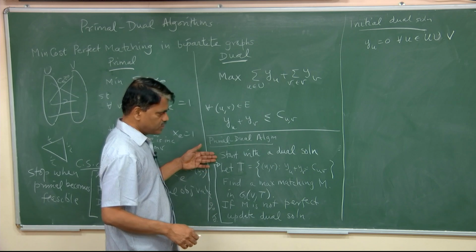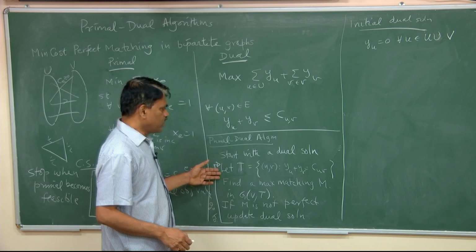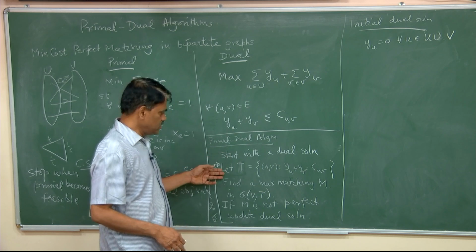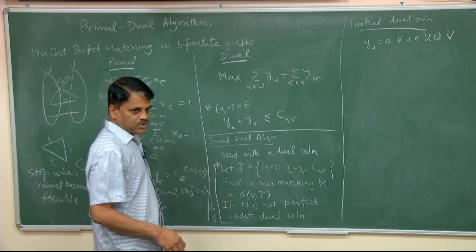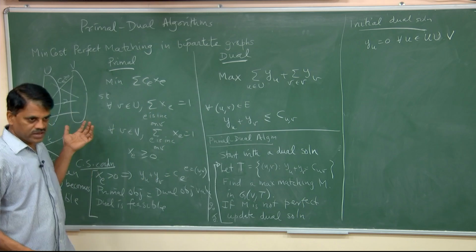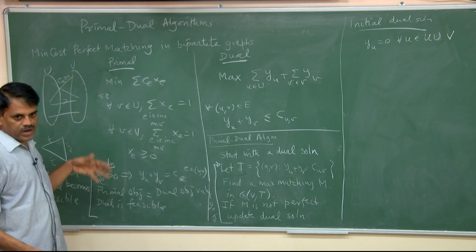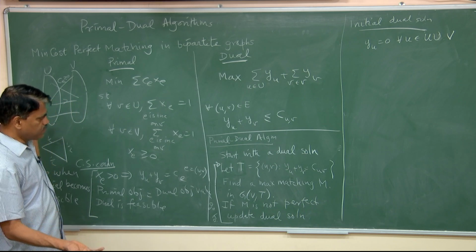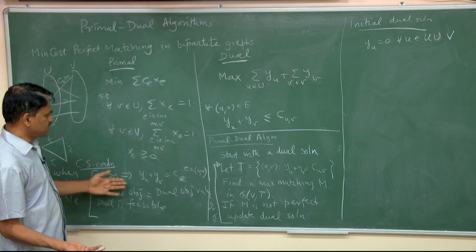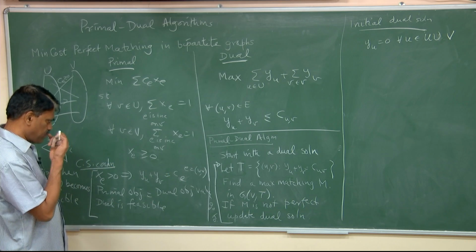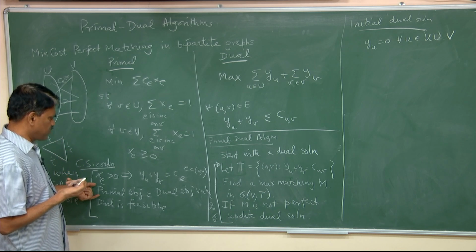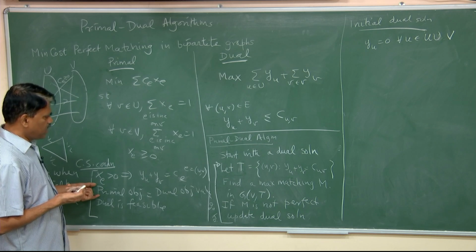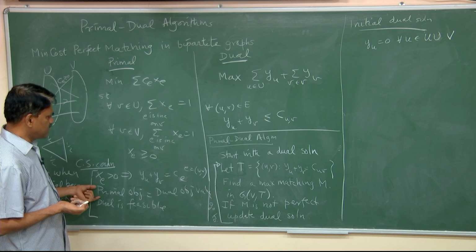So what do I do? Start with the dual solution, then look at tight constraints on the dual solution. Pick up all those edges of the tight constraints and find a maximum matching. If it is already perfect, that means I have reached a primal feasible solution. I have edges satisfying all these constraints. Why this condition is satisfied all the time will come. And I have an optimum solution.